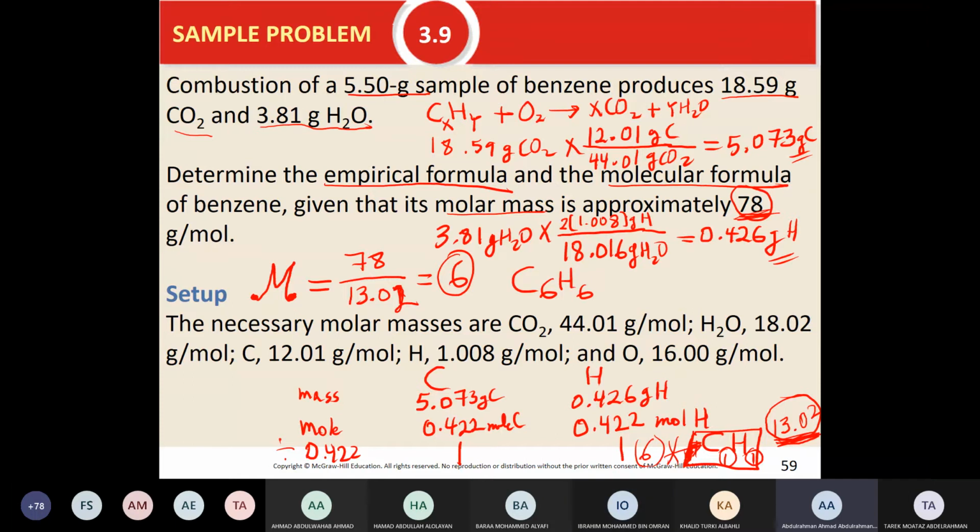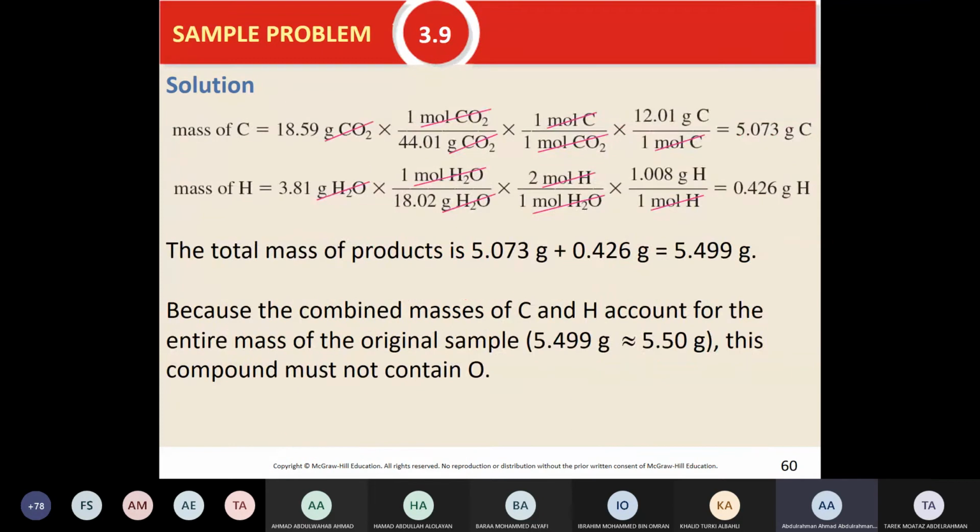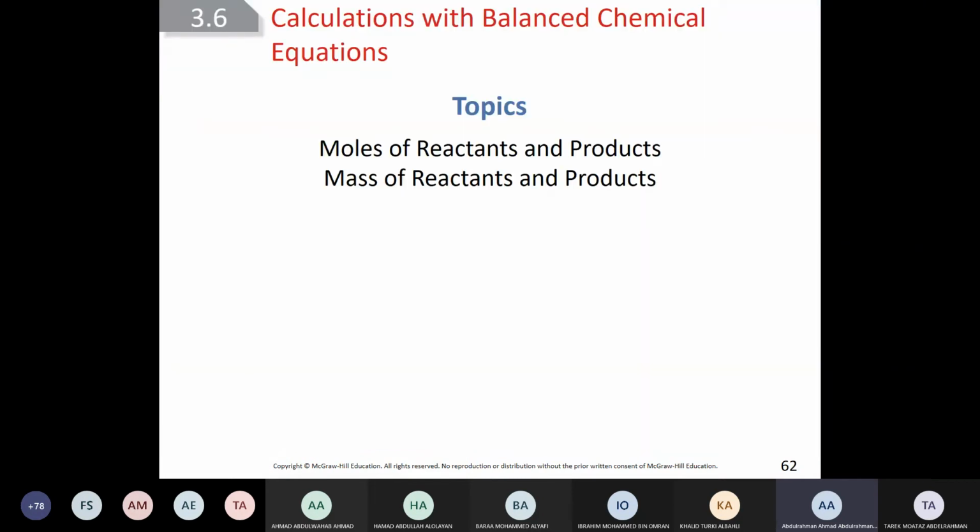I have to divide the mass that's given to you by the mass of the empirical formula, which is 13.02, and you get this number. You say this is the molecular formula, and this is the empirical formula, C1H1. I hope this is clear. Yes.